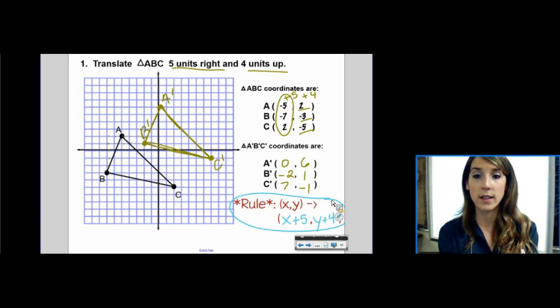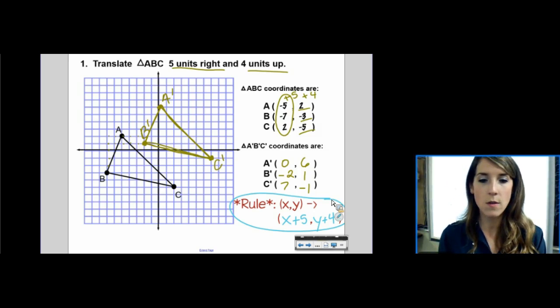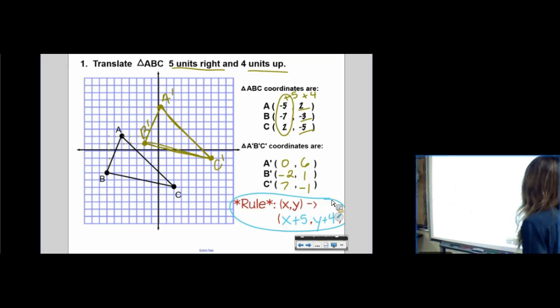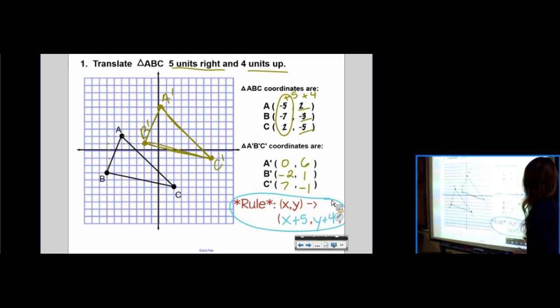What words in the directions gave you the clue to add 5 or to add 4? What words? Right and up. So you're saying when we travel to the right, it's positive, right? And when we travel up, it's also positive. So that's how we knew. Okay, cool. So this was the rule right here: x plus 5, y plus 4. Let's try another one.